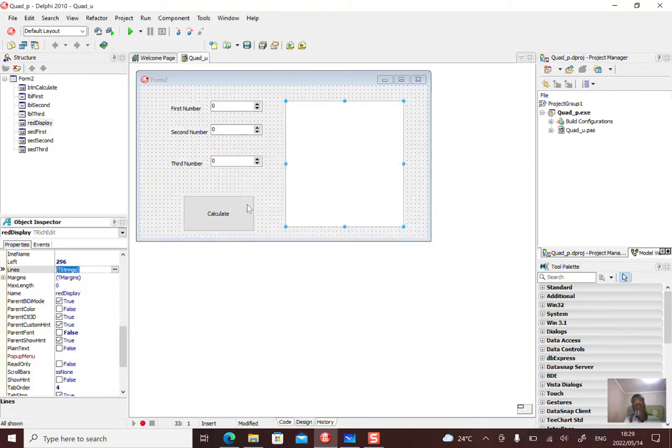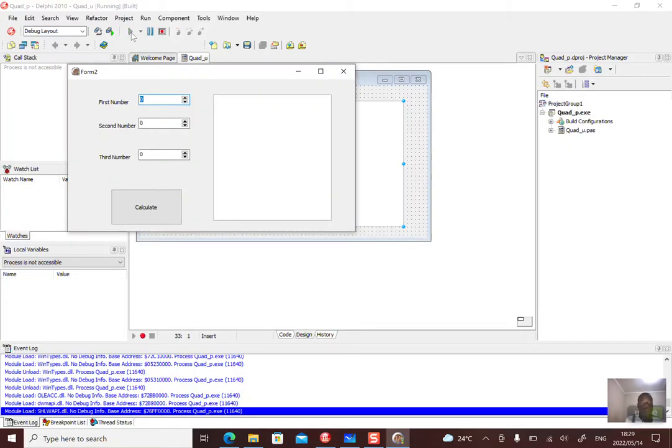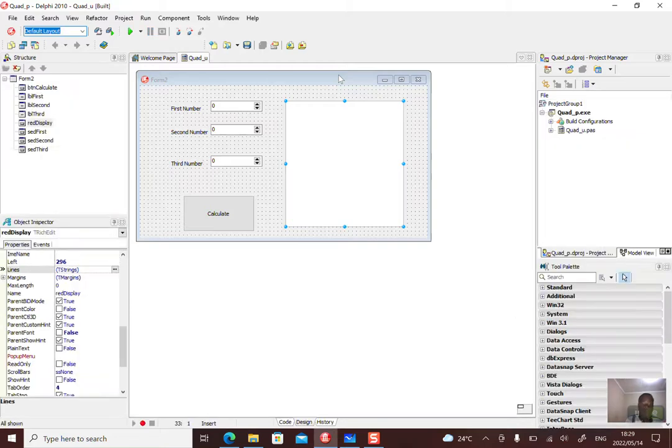Right, so we're done with the interface, and let me just run it and show you how it's gonna look to the user. So this is what the user is gonna see. We haven't input anything right here, it's just plain. You see, nothing is happening. Right, now we're gonna go to the code.